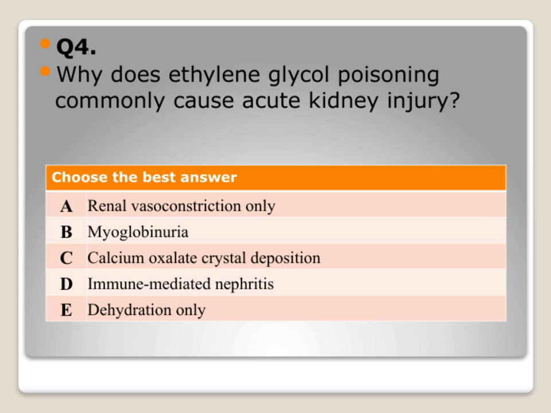It's important to understand that while other options like vasoconstriction or crystal deposition can contribute to kidney issues, the primary pathway here involves muscle breakdown and myoglobin release. Connecting this to the overall theme, recognizing the signs of myoglobinuria can help us quickly identify and manage ethylene glycol poisoning to prevent or mitigate kidney damage.